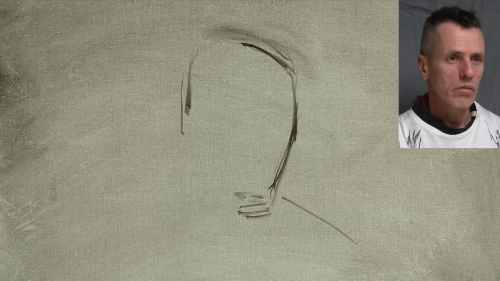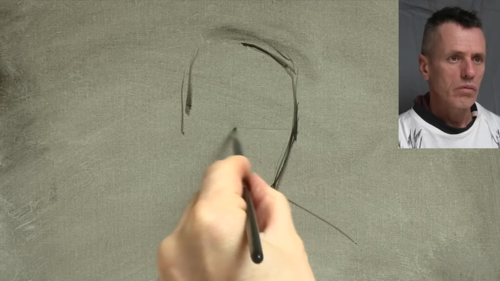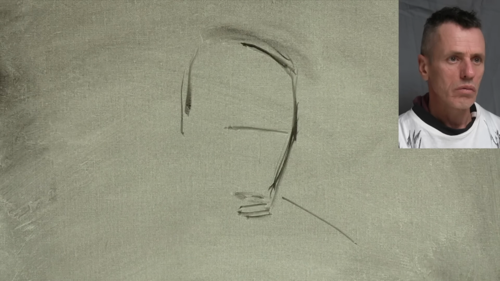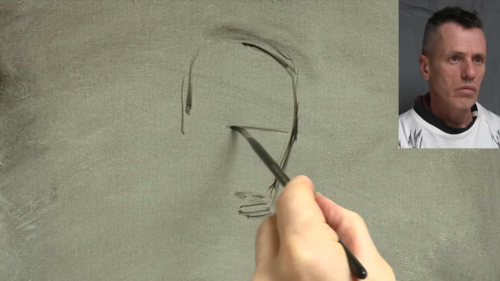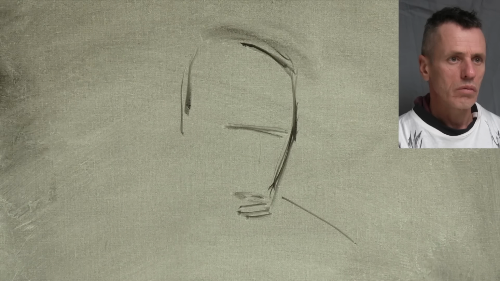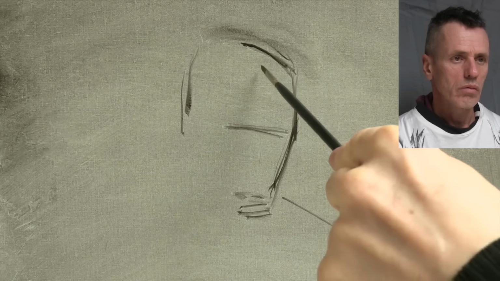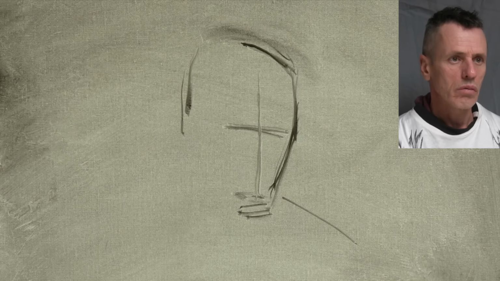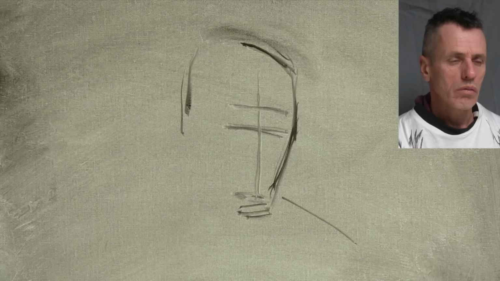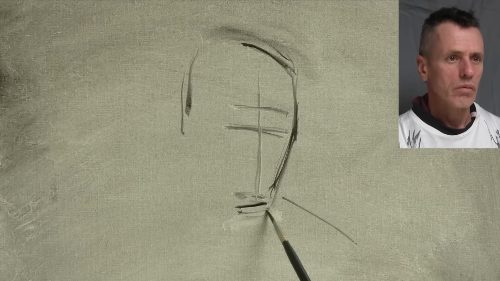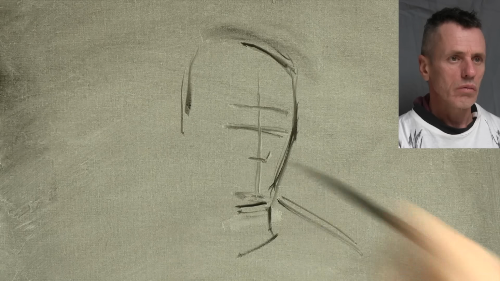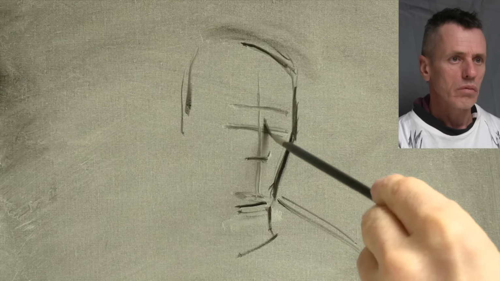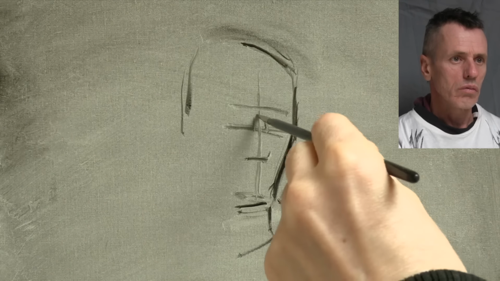So here you can see I've placed the whole head on the canvas. I'm next going to place a horizontal centerline for the bottom of the eyes and a vertical centerline that runs through the bridge of the nose and the middle of the mouth. These centerlines indicate the position of the features, the eyes, nose and mouth. But notice how I'm not drawing the features themselves.